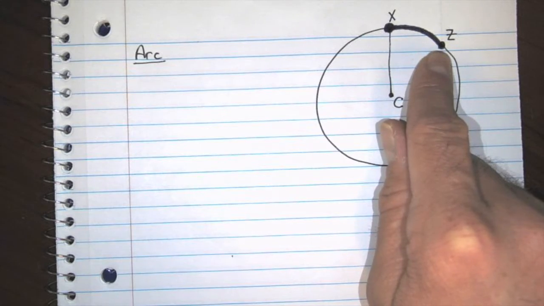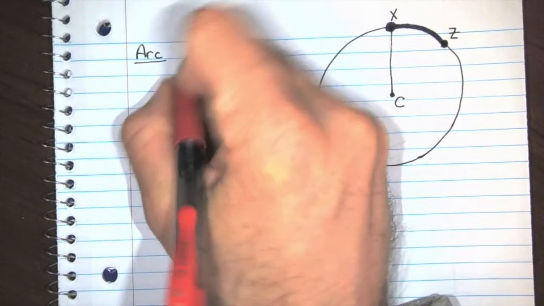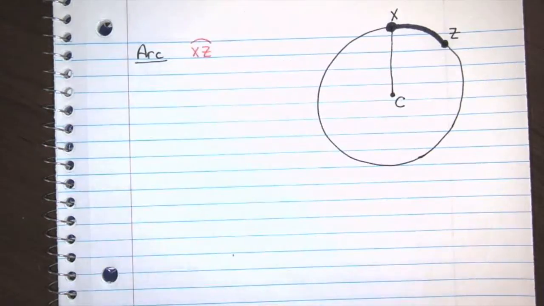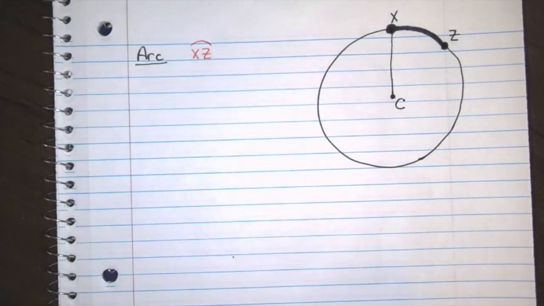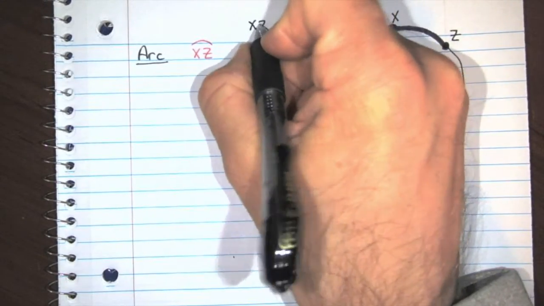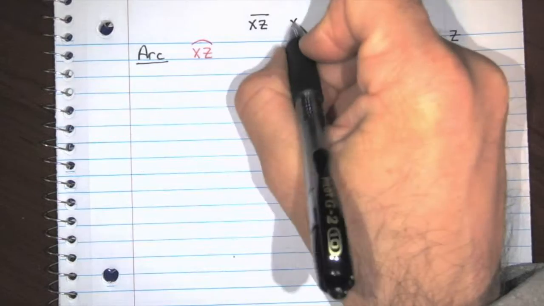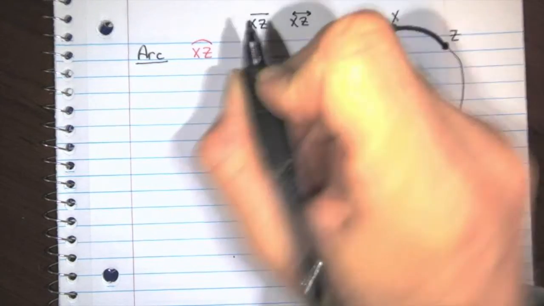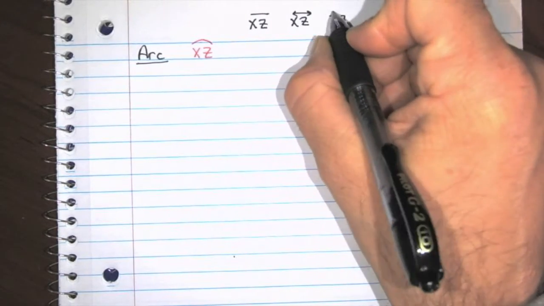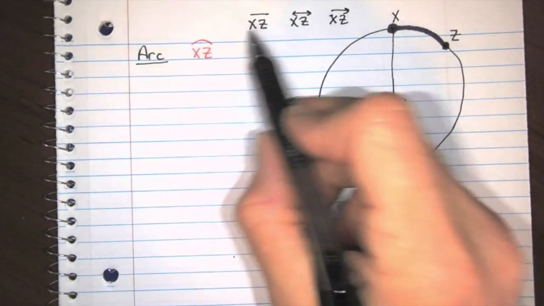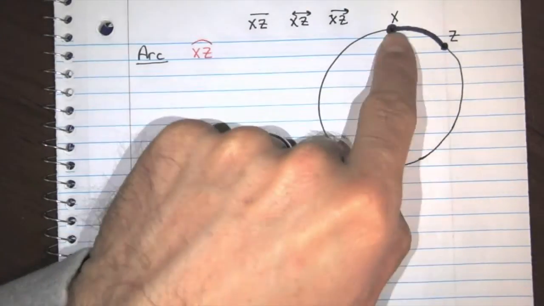And the way that you denote it is, well, this is going to be arc XZ. I'd like you to make an arc symbol above these 2 letters. It looks similar to a line segment, but it's not a line segment. That's a line segment, and this is a line, and that's a ray. None of these 3. This is going to be arc XZ.